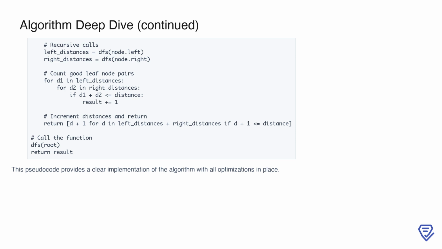To count good leaf node pairs, we iterate over all combinations of distances from the left and right subtrees and check if their sum is less than or equal to the given distance. If so, we increment the global counter. After counting, we increment each distance by 1 to account for the current node and return the updated distances, ensuring they remain within the allowed range. Finally, we call the DFS function on the root node to compute the result and return the global counter. This implementation is efficient, concise, and incorporates all the optimizations discussed earlier.